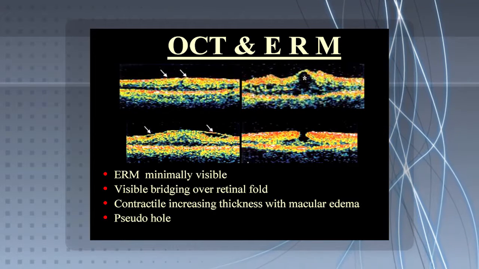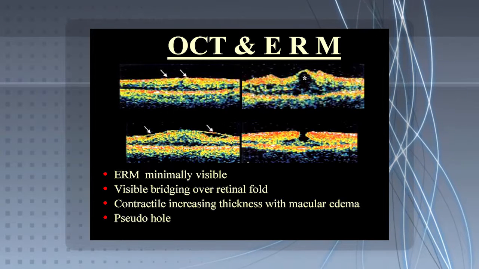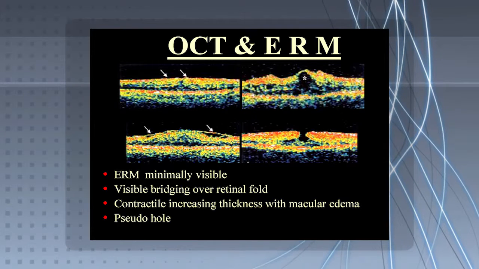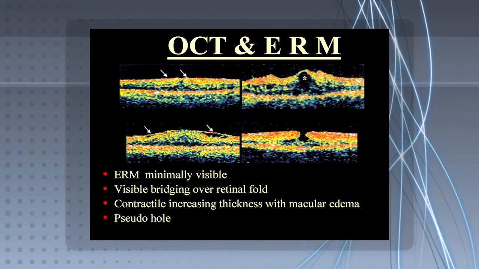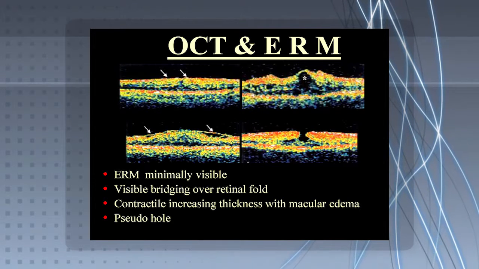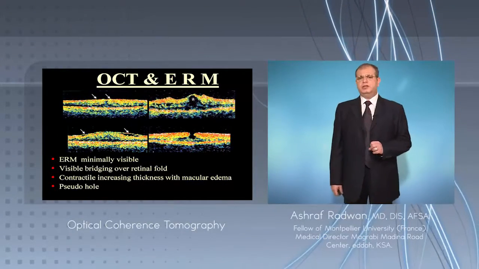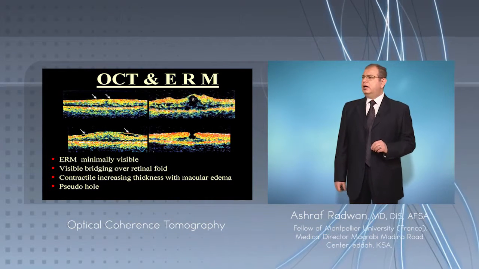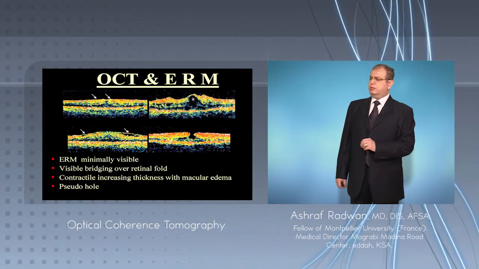So on the OCT we cannot detect any changes unless you can see this increase in the thickness of the macula. The inferior image shows us the visible bridging over the retinal folds, as you see now. This is one of the signs of the presence of an epiretinal membrane over the macula. On the other side, you can see the contractile increasing thickness with a macular edema. Once this membrane starts to make any contractions, it starts to make cystoid changes inside the retina, and this appears as epiretinal membrane with a cystoid macular edema.